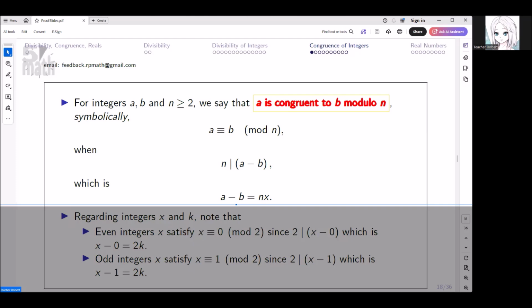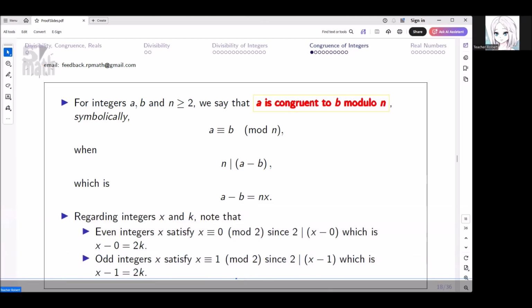For integers a, b, and n greater than or equal to 2, we say that a is congruent to b modulo n, symbolically, this, when n divides a minus b, which is a minus b equals nx. Regarding integers x and k, note that even integers x satisfy x congruent to 0 mod 2, since 2 divides x minus 0, which is x minus 0 equals 2k. Odd integers x satisfy x congruent to 1 mod 2 since 2 divides x minus 1, which is x minus 1 equals 2k.